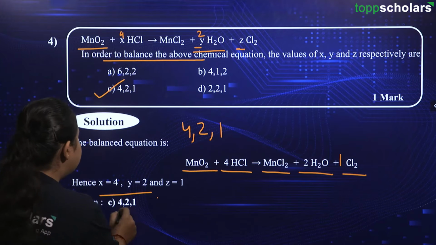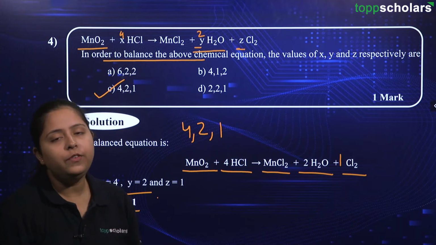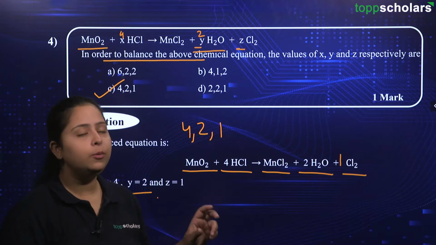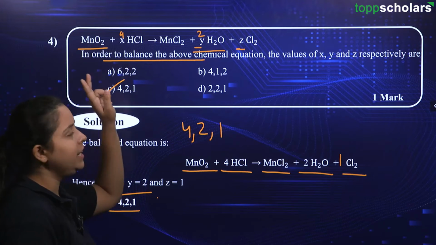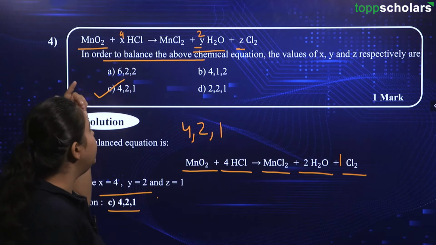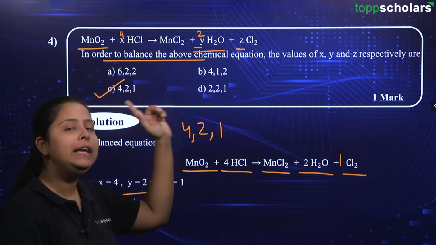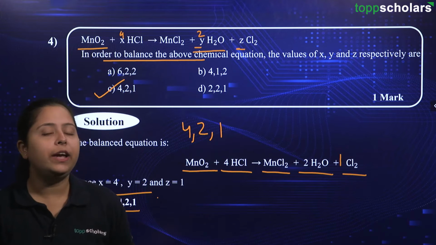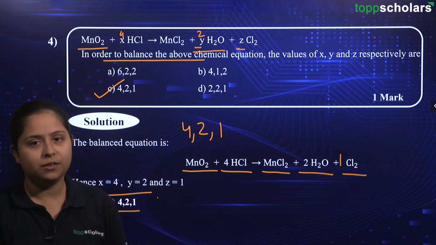So the correct answer is 4, 2, 1. Here friends, we have learned how to balance a chemical equation. You need to start with picking up one atom. You need to check if it is balanced on both sides, and then you move on and do this for each and every atom present in your chemical equation. This is the way of balancing a chemical equation.